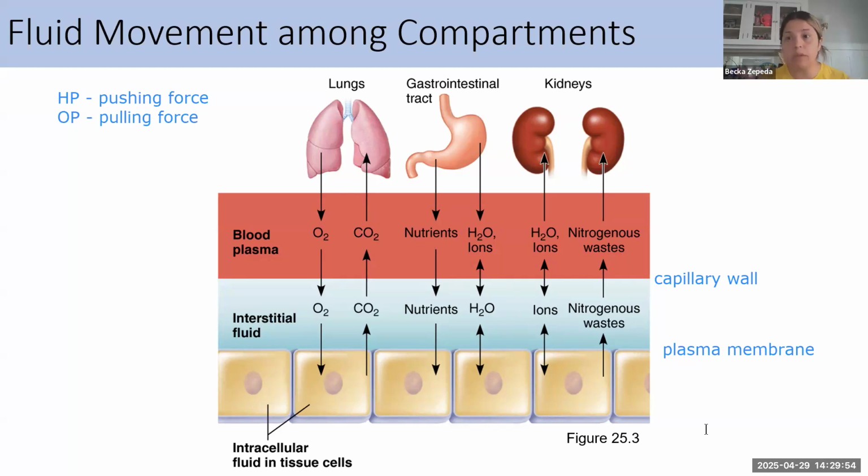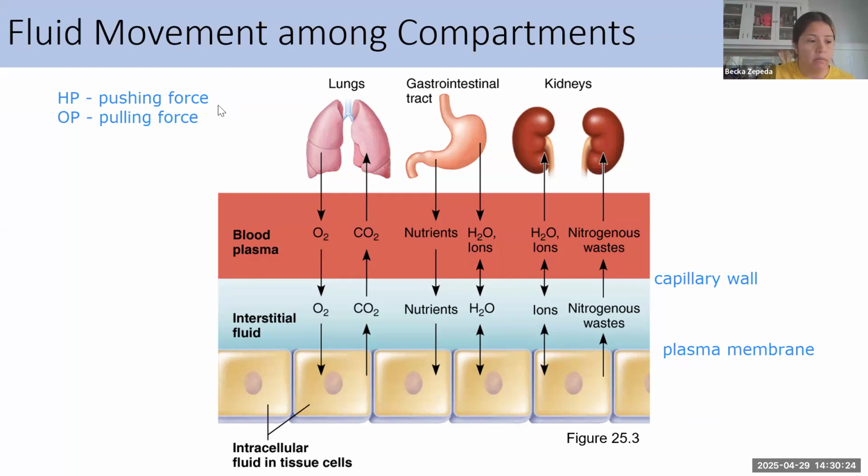And so just make sure you know how the movement occurs. So from blood plasma to interstitial fluid, it has to move across a capillary wall, whether it's a continuous capillary or fenestrated capillary or sinusoid capillary. And then things or water that moves from interstitial fluid into the cells or vice versa is going to go across that plasma membrane. So yeah, I think that's all I wanted to say there.